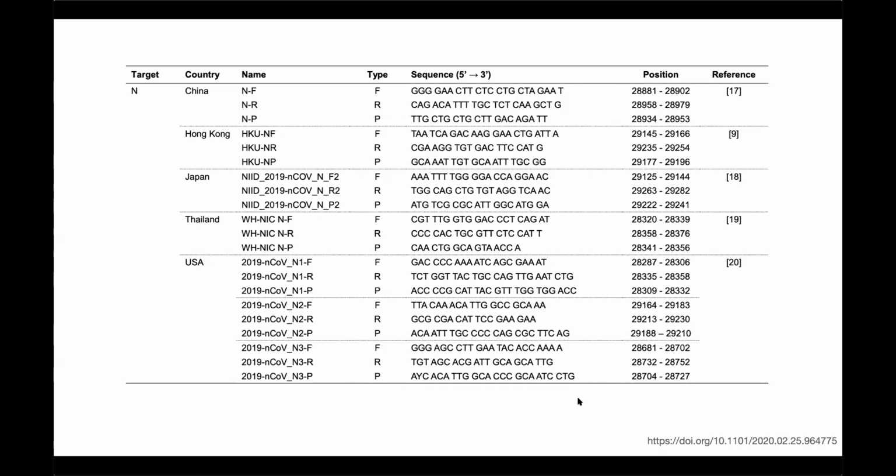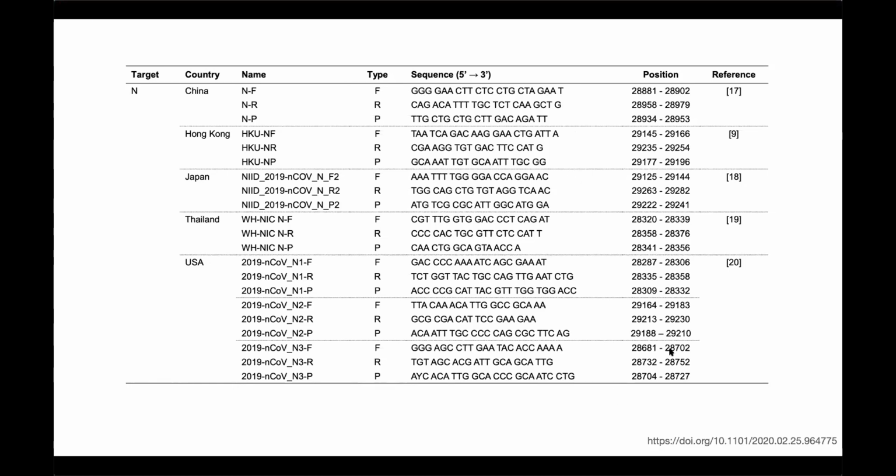So their goal was to do a standardized experiment in which they compared how well each of these primers performed at detecting SARS-CoV-2 infection. So you have nucleoprotein probes from China, Hong Kong, Japan, Thailand, 3 sets of probes from the CDC, so from the US. And again, for each of these, you have 3 components. You have forward primer, reverse primer, and probe.